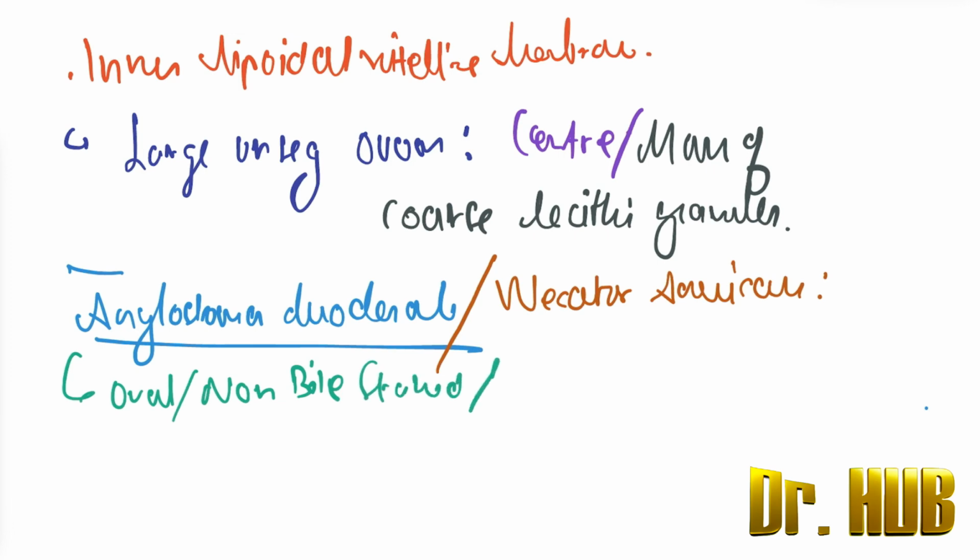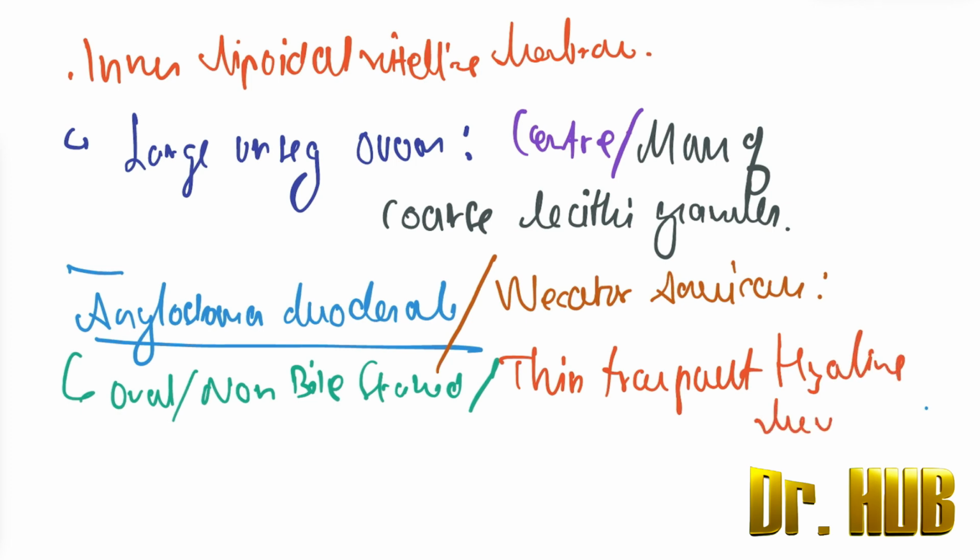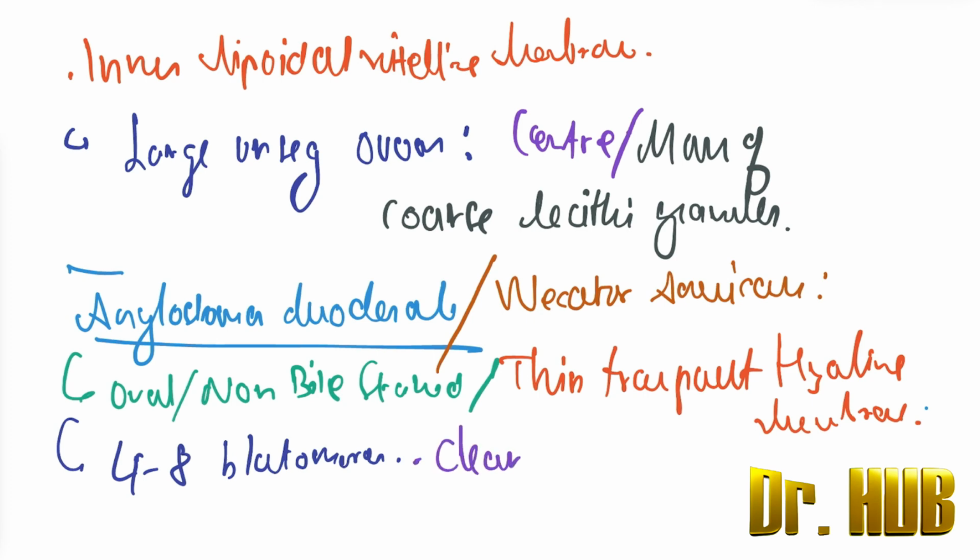A thin transparent hyaline membrane is present, and it contains 4 to 8 blastomeres. There is also a clear space between the ovum and the eggshell.